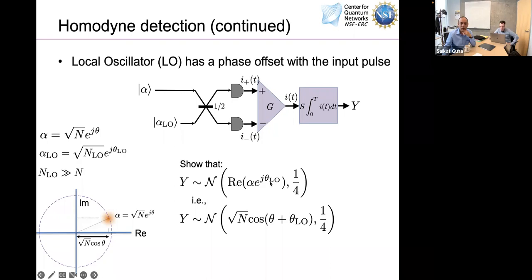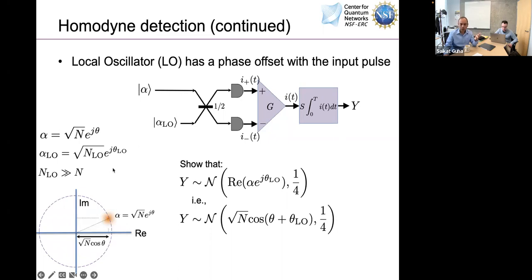Which means that you get to choose which quadrature of the input signal you are measuring. Meaning, if you set theta LO to 0, you are measuring this square root of n cosine theta, which is your mean field, and the variance is 1/4. But I could choose my theta LO so that instead of measuring this, I'm measuring that. I can measure the imaginary component, or for that matter, I can rotate the real and imaginary axes so that the real axis is tilted like that. I can measure this component, the projection of this complex number on some tilted axis.